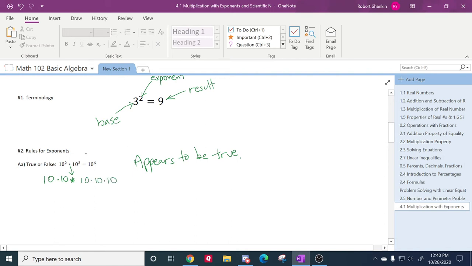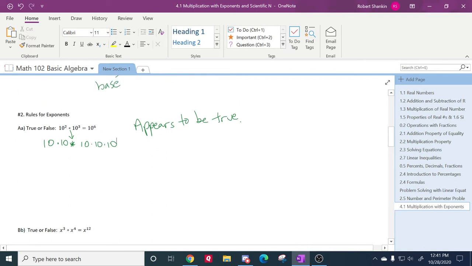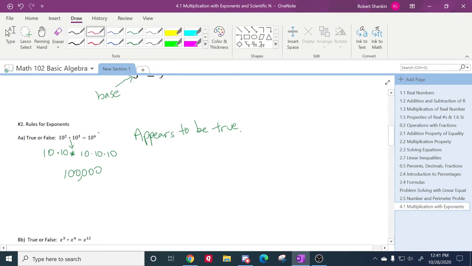Now from the practice quiz, we saw that 10 to the 6th is 1 with 6 zeros, so you just count up the number of zeros. If we count up the zeros here, what do we get? 1, 2, 3, 4, 5 zeros. This is really 10 to the 5th. While this side, 10 to the 6th, is 1 with 6 zeros.